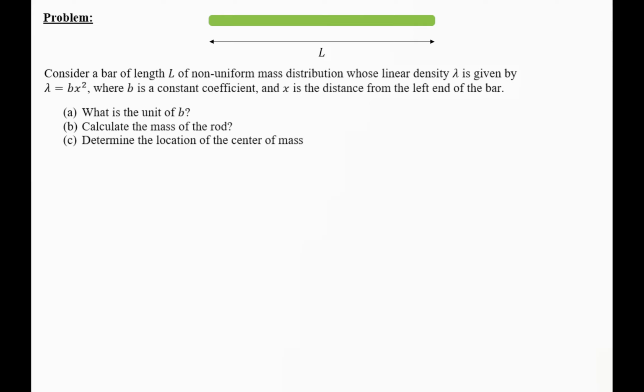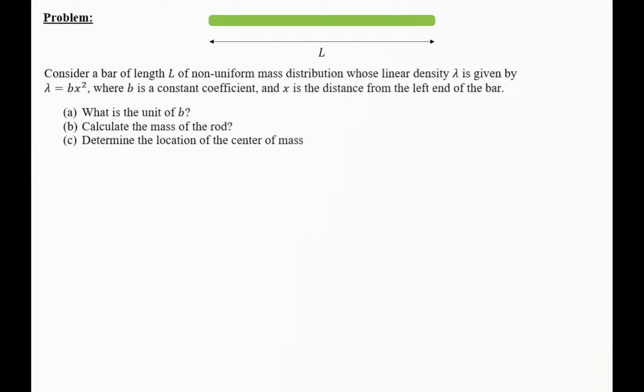Now we're ready to solve the following problem. Consider a bar of length L of a non-uniform mass distribution whose linear density lambda is given by lambda equals bx squared, where b is a constant coefficient and x is the distance from the left end of the bar. Now here, as you can notice, lambda is a variable, so we should have represented the bar with a gradient color, but that's fine as long as we're understanding what's happening. So we have a non-uniform mass distribution given by lambda equals bx squared. b is a constant and capital L is the length of the bar.